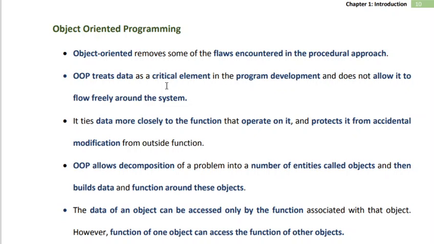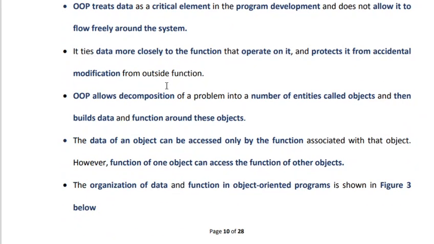So, in case of object-oriented programming, the object maintains its own data as well as functions, and whenever a sender object wants to get work done, it sends a message, the receiver object receives it, realizes the behavior and returns the message back to the sender object. Now, object-oriented programming allows decomposition of the problem into a number of entities called objects and then builds data and functions around these objects. So this we have already understood.